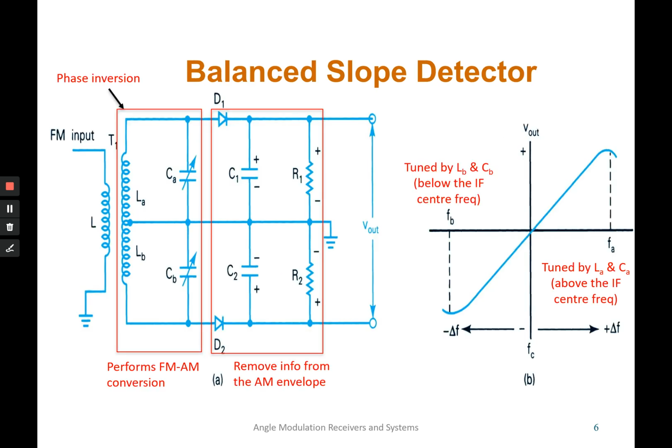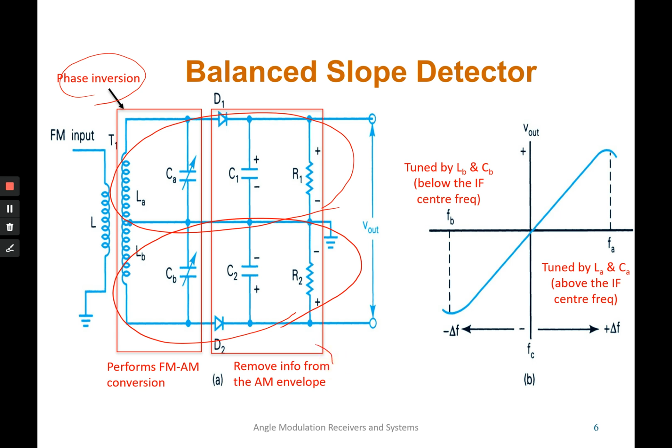For the balanced slope detector, it uses the slope detector that we have learned earlier, but this time it's actually a double-ended or two-ended slope detector. So the first slope detector is over here, another one is over here. And if you see over here, it has 2 parts. The first part is actually the first inversion. It will perform the FM to AM conversion, and the second part will remove the information signal from the AM envelope.